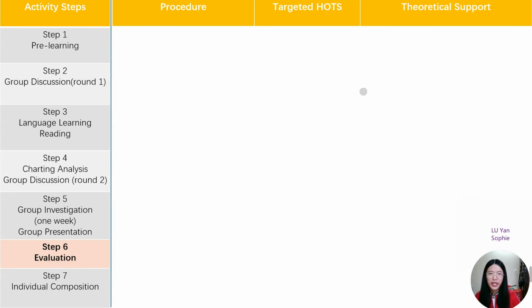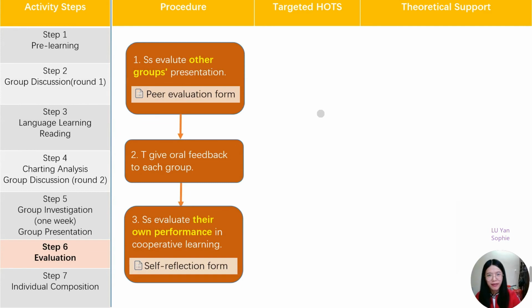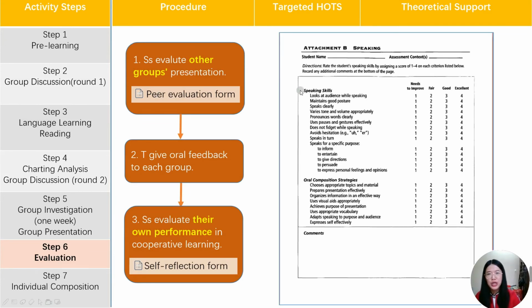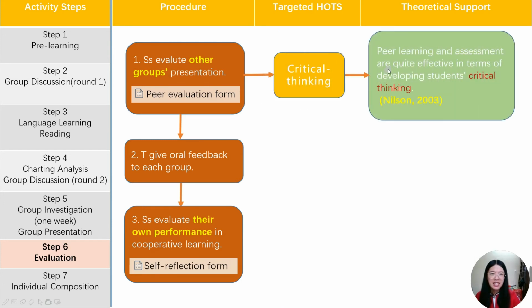Hello, I'm Sophie Lu Yan. Now let's move on to step 6, evaluation. Firstly, with this peer evaluation form, students will evaluate other groups' presentations. It's said that peer learning and peer assessment are quite effective in terms of developing students' critical thinking.